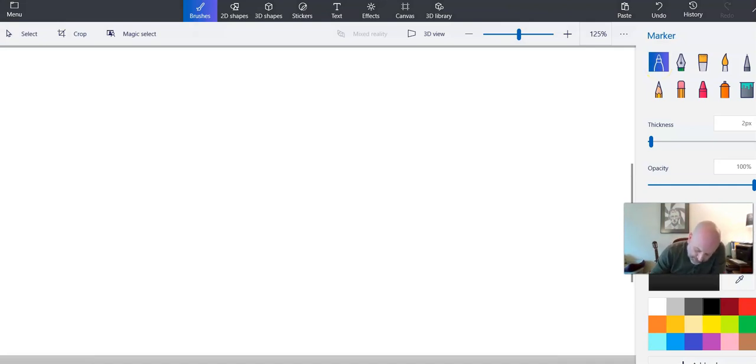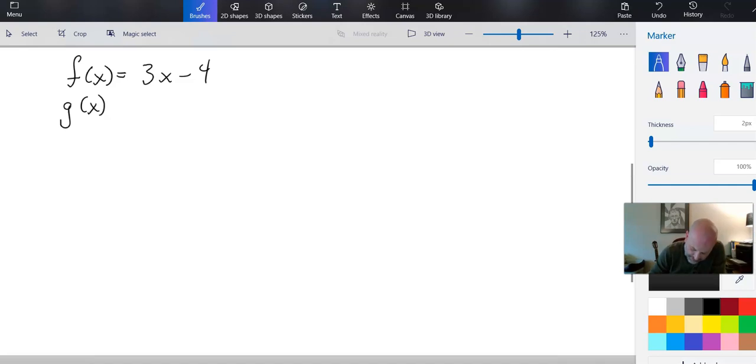All right, so let's say f of x is equal to 3x minus 4 and g of x is equal to 2x minus 7. And I'm going to be looking for two things, right? I'm going to be looking for the composition both directions. So that means that I'm going to be looking for f composed with g of x, and I'm also going to be looking for g composed with f.